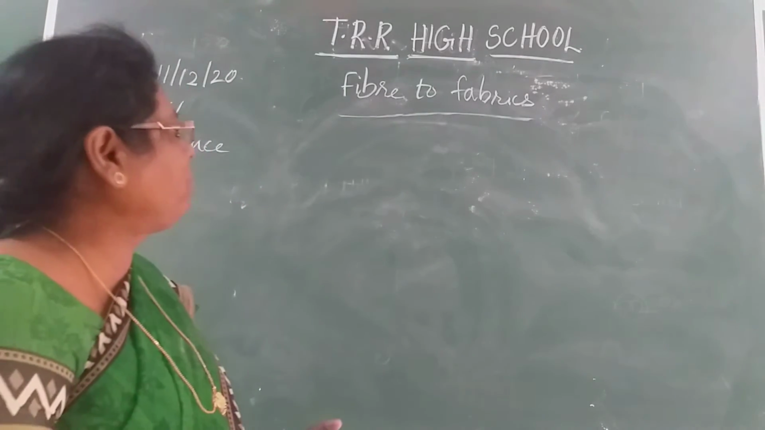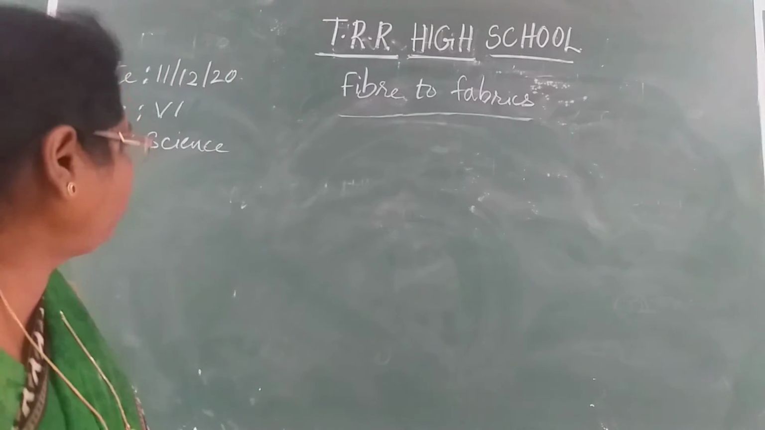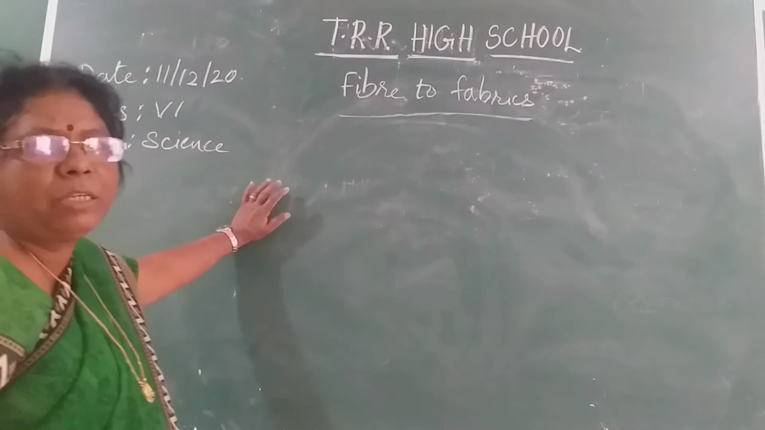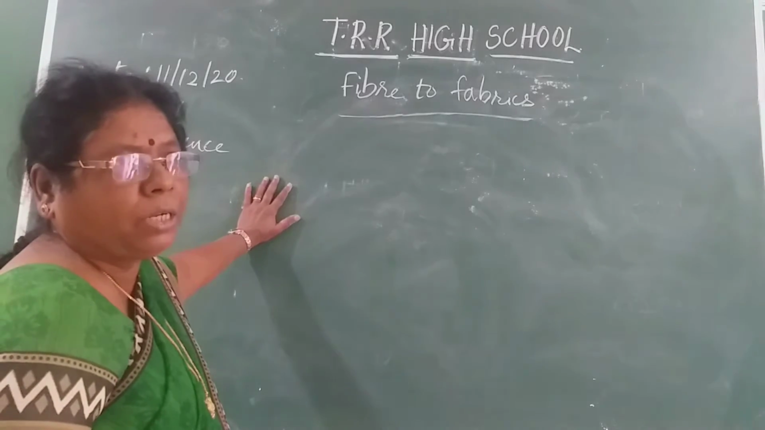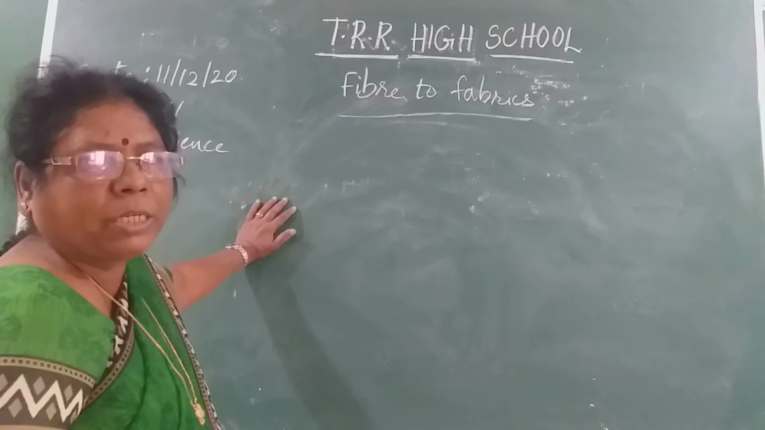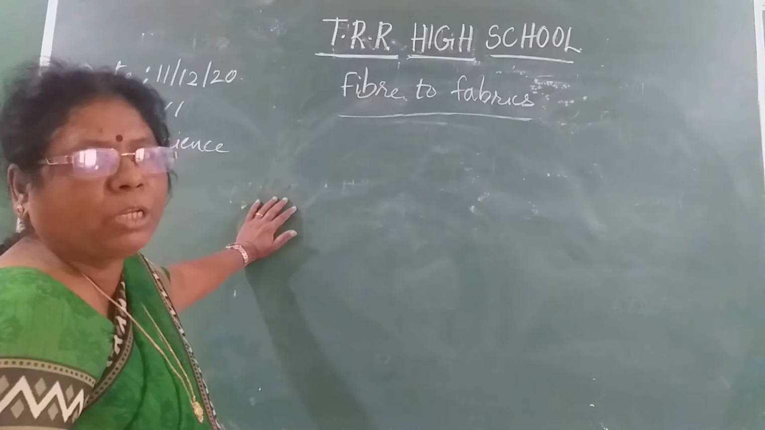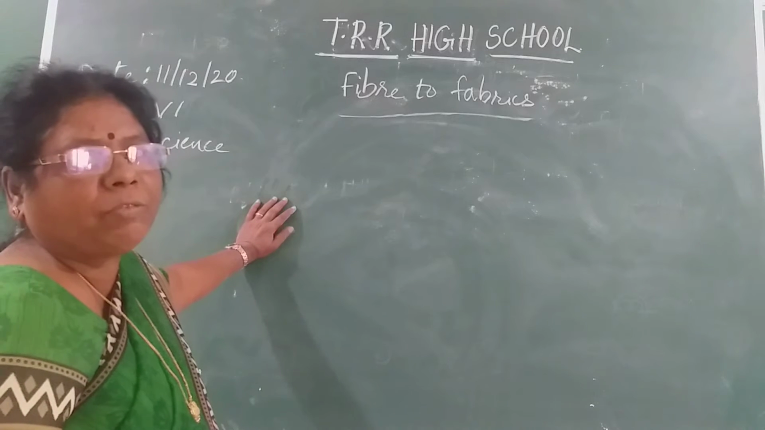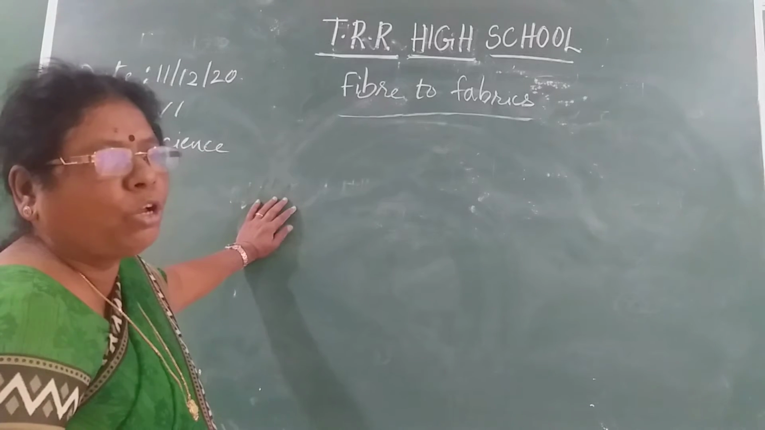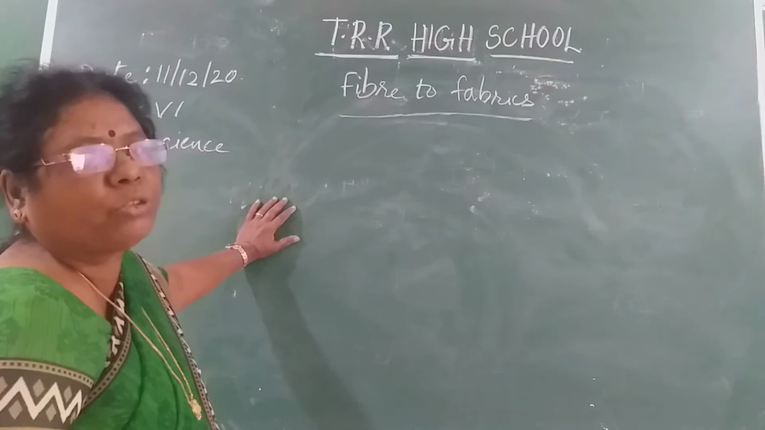Now, which lesson are we in? We are in fiber to fabrics. I already explained to you about fiber to fabrics. What are the fibers which we get from plants and animals? Cotton, silk, wool, jute. Cotton and jute we get from the plants. Wool and silk we get from the animals. So these fibers we are getting from nature, so they are called natural fibers.